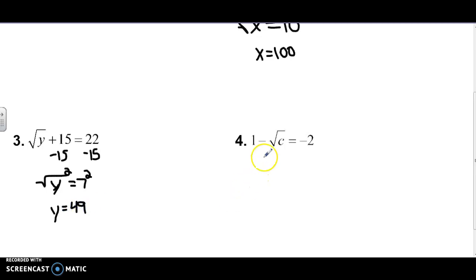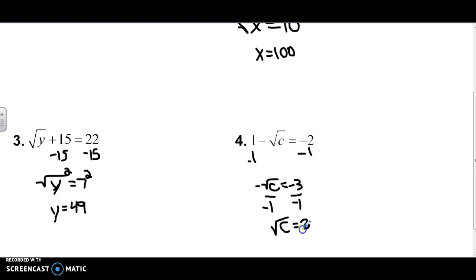And then for number 4, if we subtract 1 from both sides, we get the negative square root of c equals negative 3. And we divide both sides by negative 1. Square root of c equals 3.